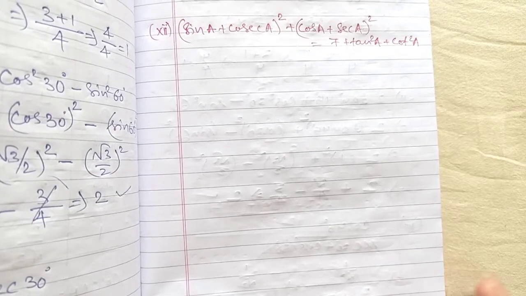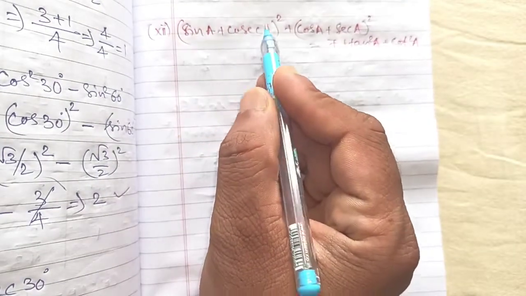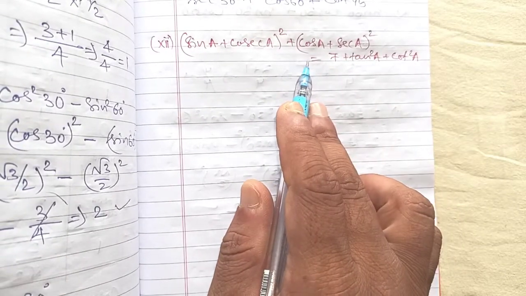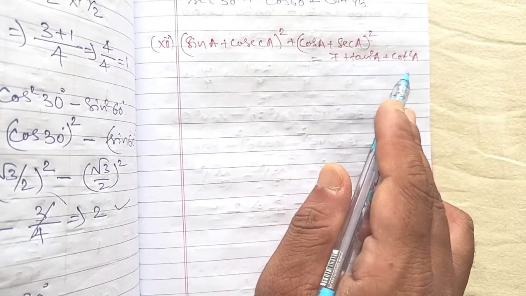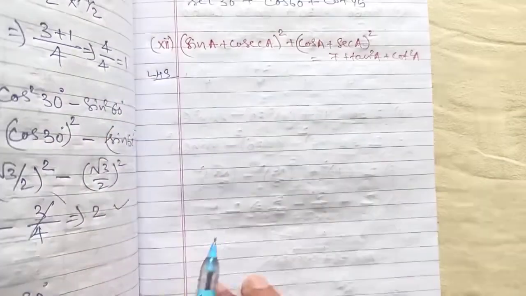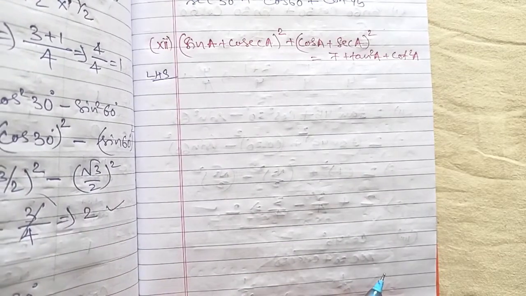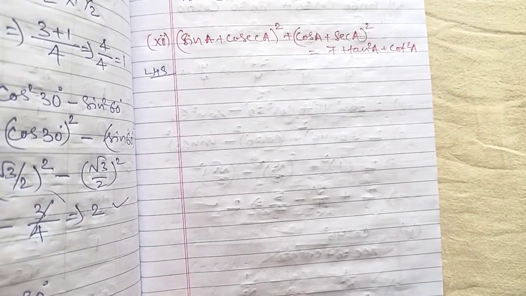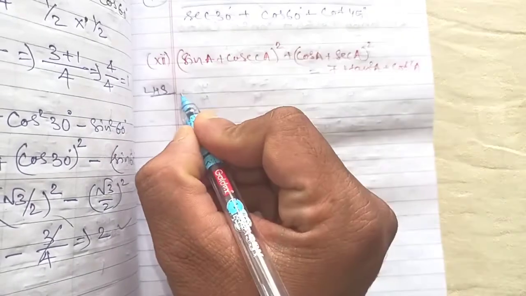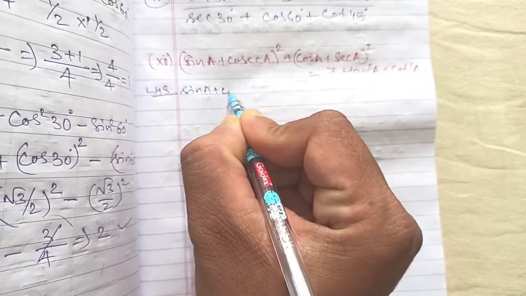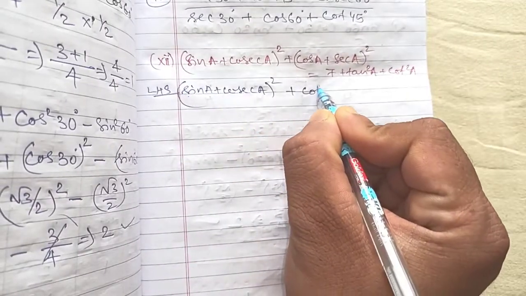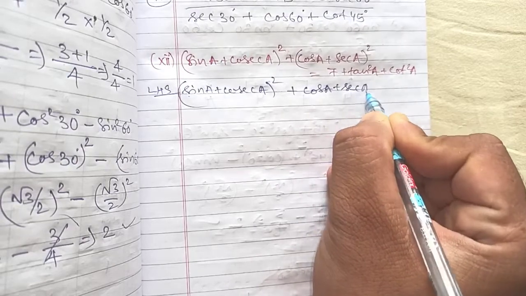In question number 12 it is given (sin a plus cosec a) whole square plus (cos a plus sec a) whole square equals 7 plus tan square a plus cot square a. So we will take LHS, because in LHS there are two terms and they are written inside the whole square. So with the LHS we will solve. So I am writing the LHS, (sin a plus cosec a) whole square plus (cos a plus sec a) whole square.